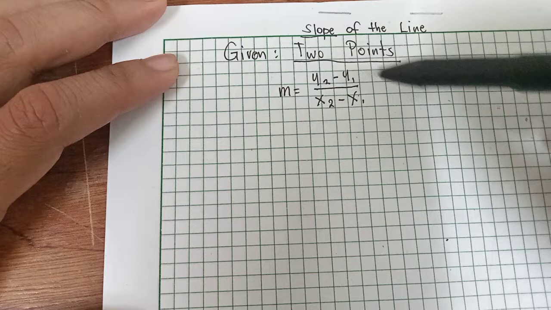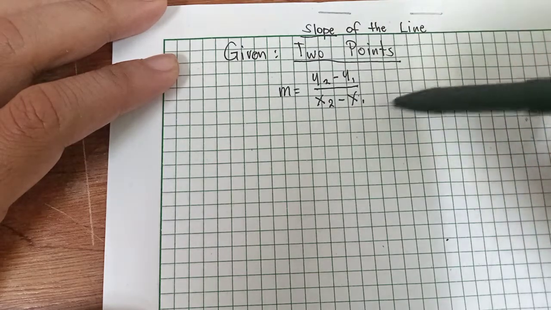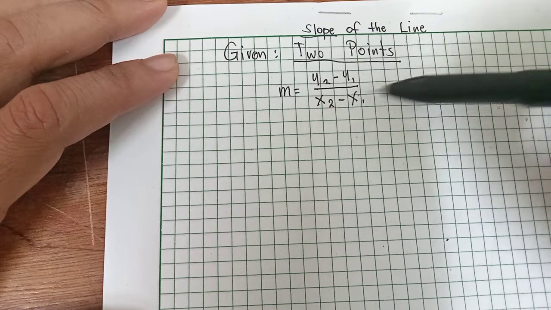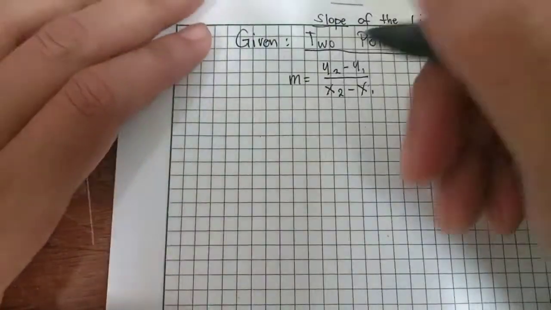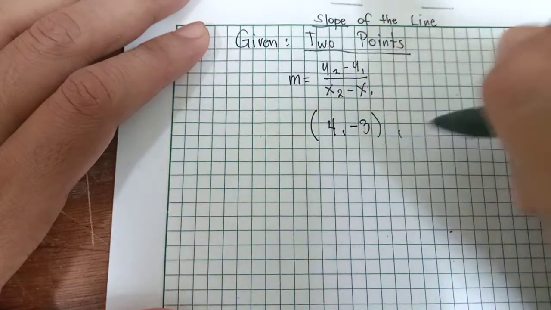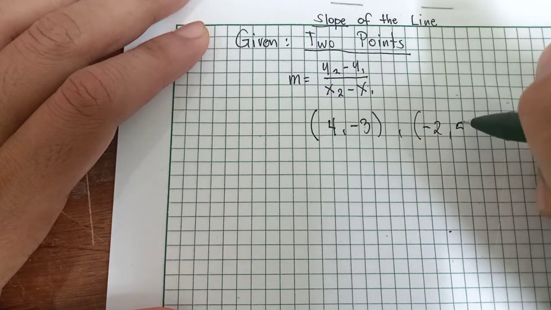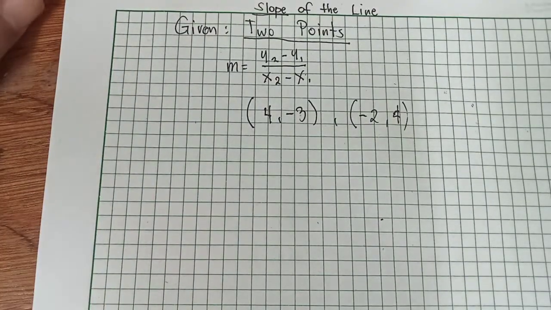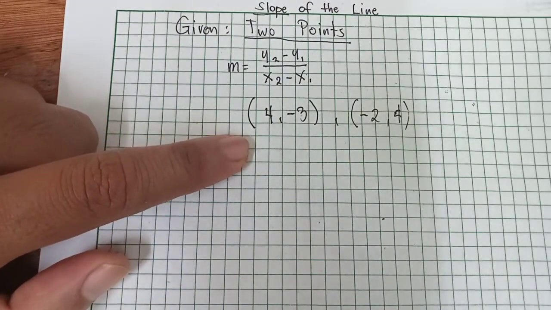Since we're going to solve the slope using 2 points, we're going to use this formula, the slope formula, in which m is equal to y sub 2 minus y sub 1 all over x sub 2 minus x sub 1. So for example, what if you are asked to solve for the slope of these points: 4, negative 3 and negative 2, 4? So how are we going to solve for the slope of these 2 points? So again, solve for the slope of (4, -3) and (-2, 4).